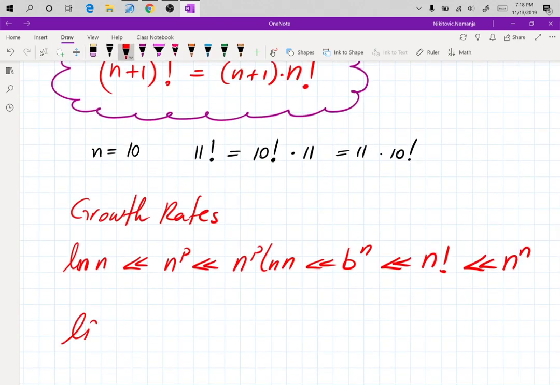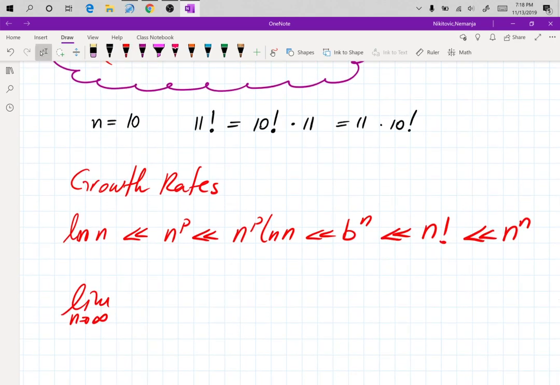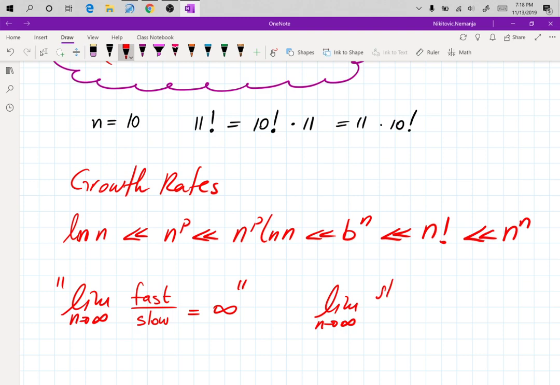And this is what we used it for. We know that when the limit as n goes to infinity, if you have a mismatch of types of functions, then you can just look at which one grows faster and come up with the answer. So if you have fast divided by slow, then you get infinity. I'll put this in quotation marks because this is not mathematically correct notation. And then if we have slow over fast, then it's 0.